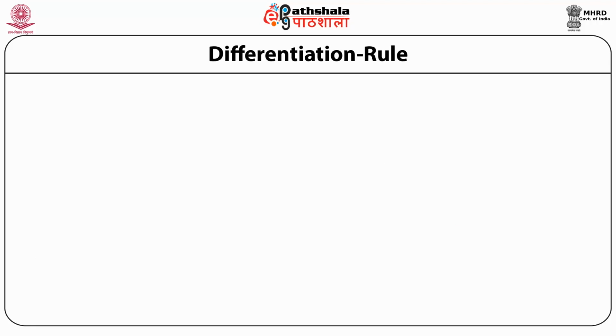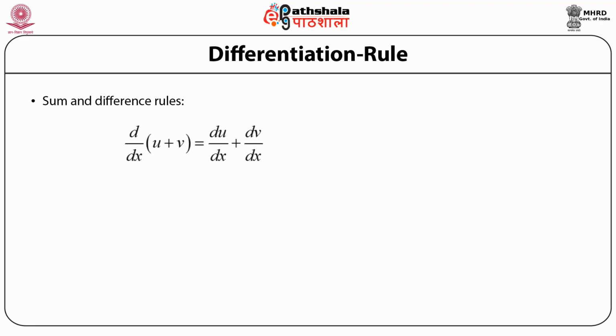We will see some differentiation rules. Sum and difference rules: d over dx of u plus v is equal to du over dx plus dv over dx. We separate the entities and we differentiate and we see how it behaves. If you replace plus v with minus v, then you get the second formula.